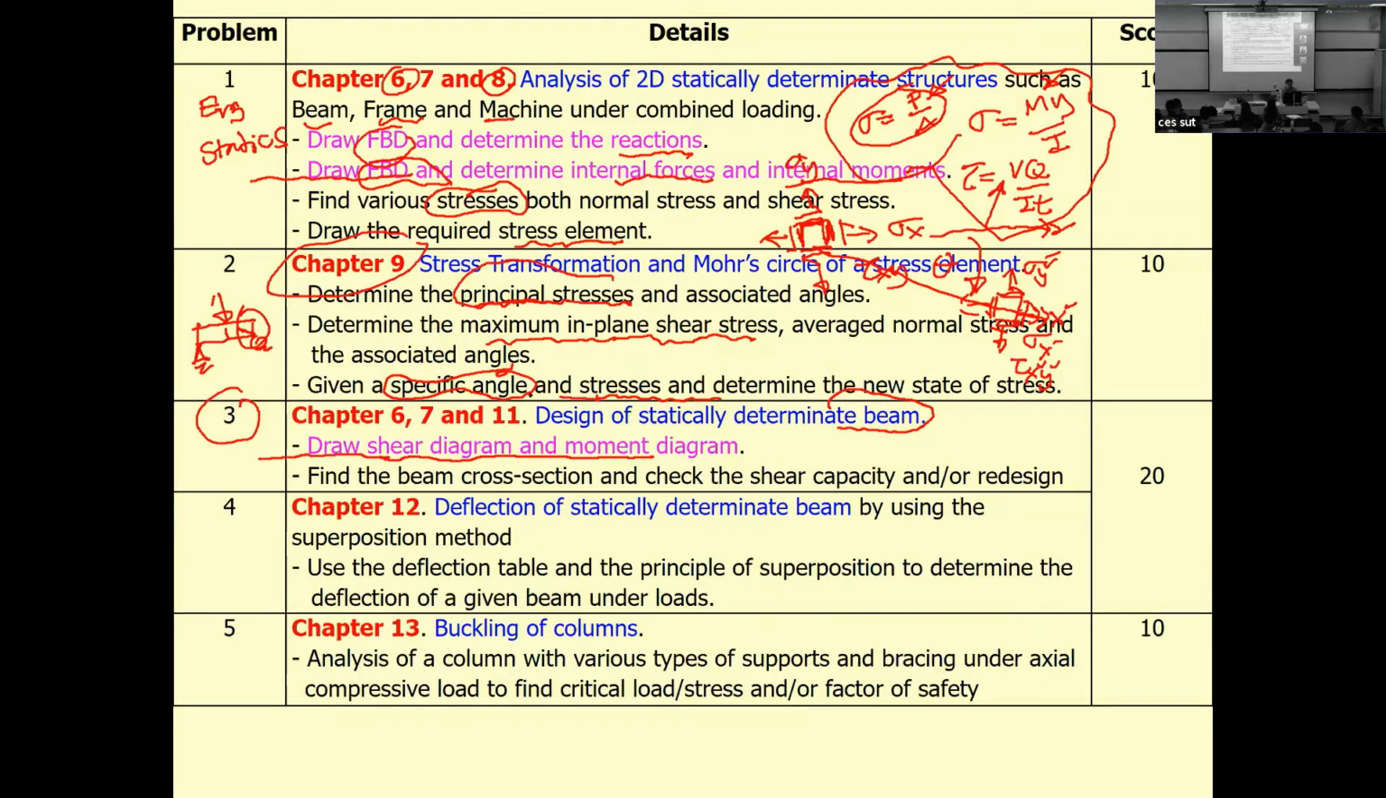And for the design, we are going to determine M max from the moment diagram. We are going to determine the V max from the shear diagram, and then we determine the cross section of the beam based on the moment max and based on the V max. So this time we will get a section of the structure. Okay, and then later the beam under the force will deflect.